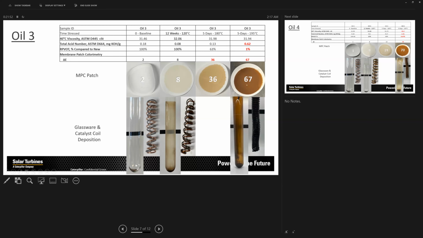As we move on to the 180 degrees Celsius test, this is where we see the MPC actually starting to increase as well, and some drop in the antioxidant level. But in the 195 degrees Celsius test, this is where things actually get exciting, because we see some of the other parameters are moving as well.